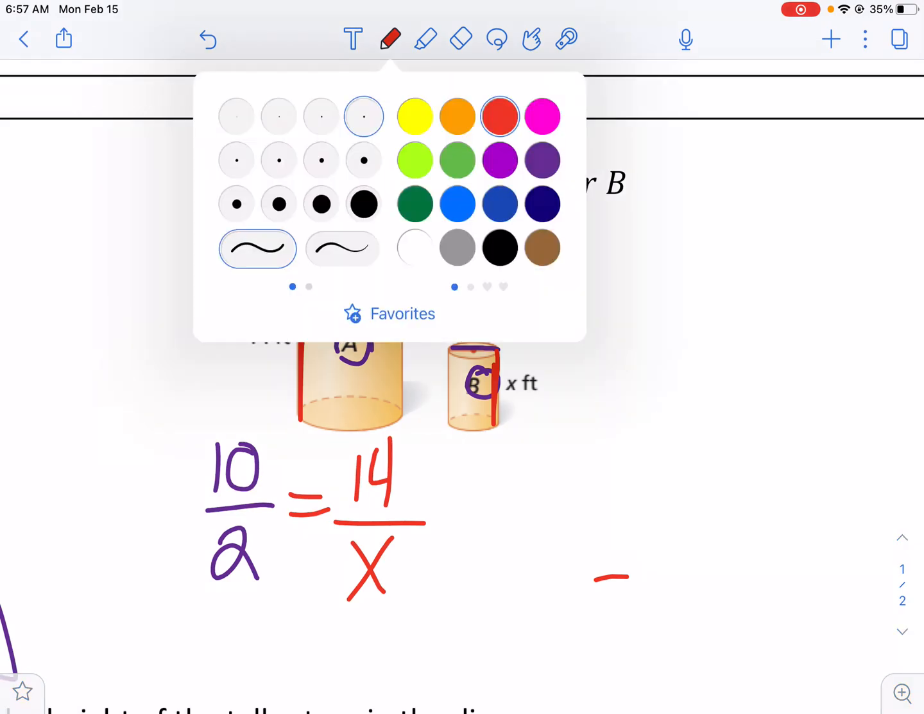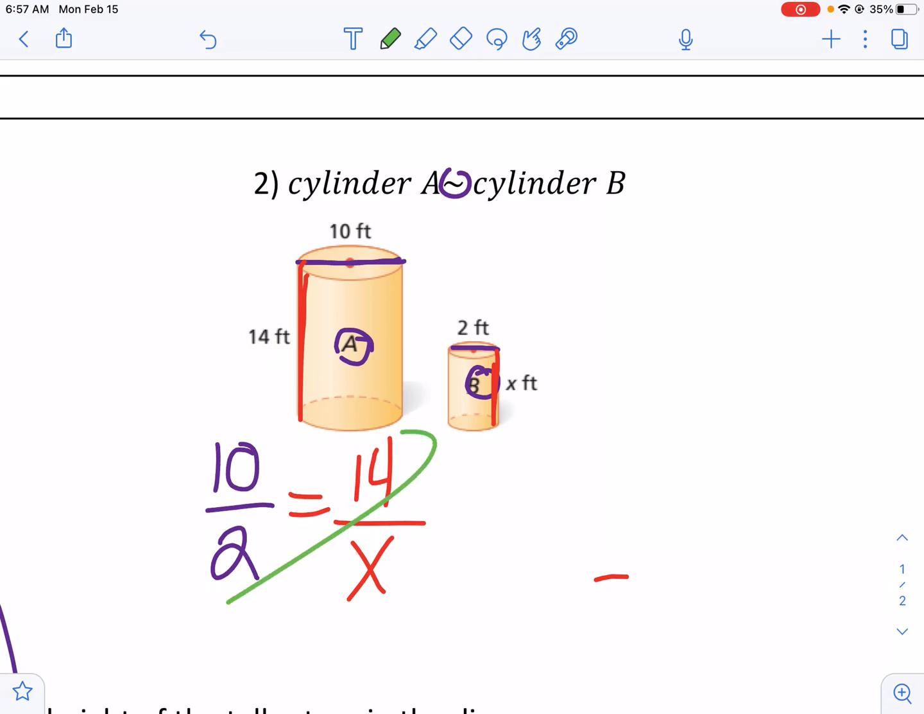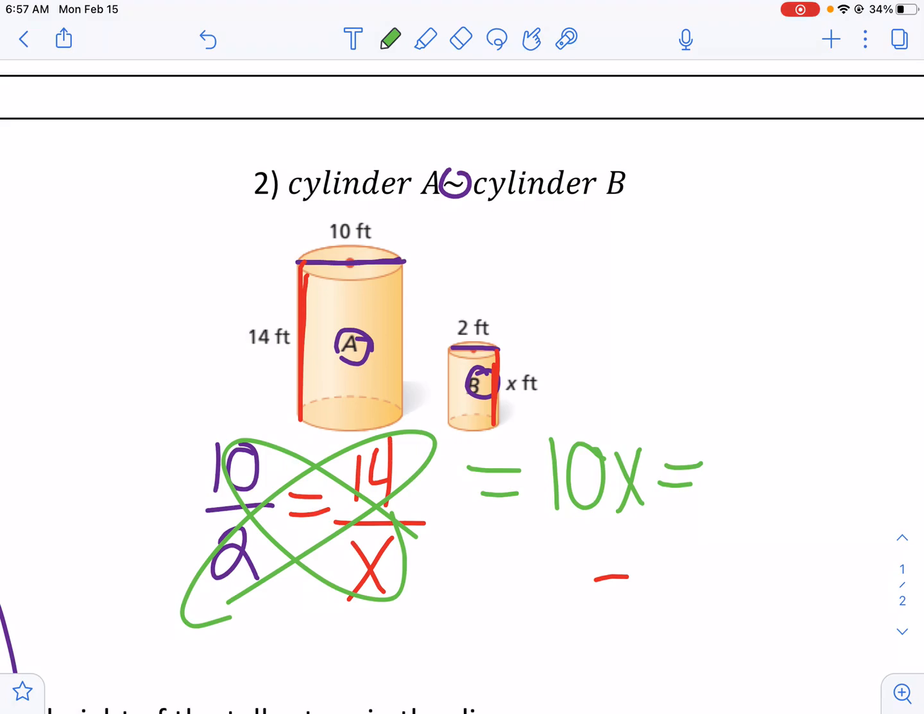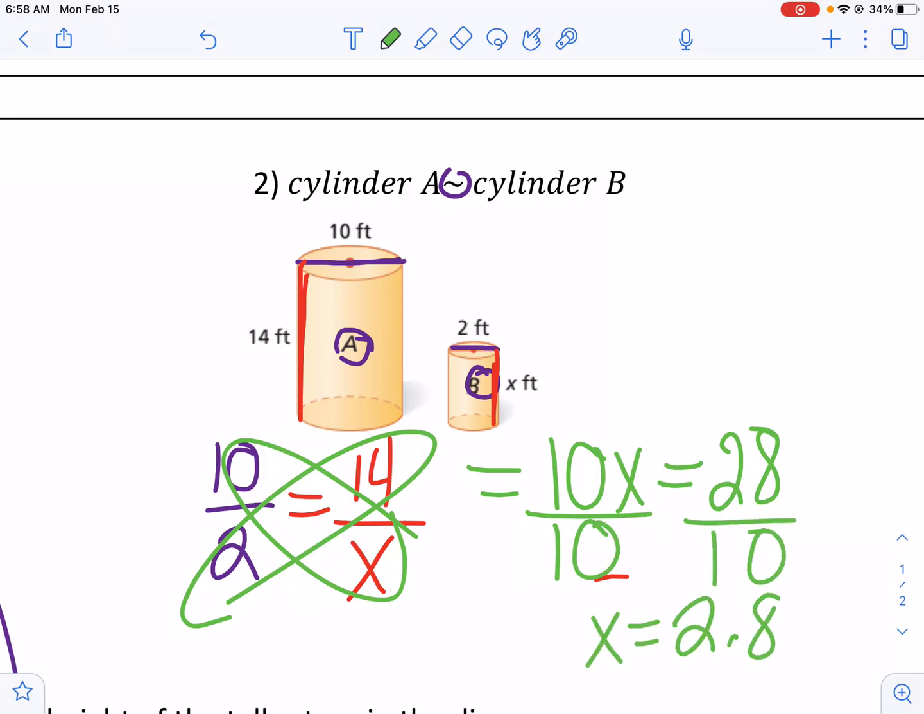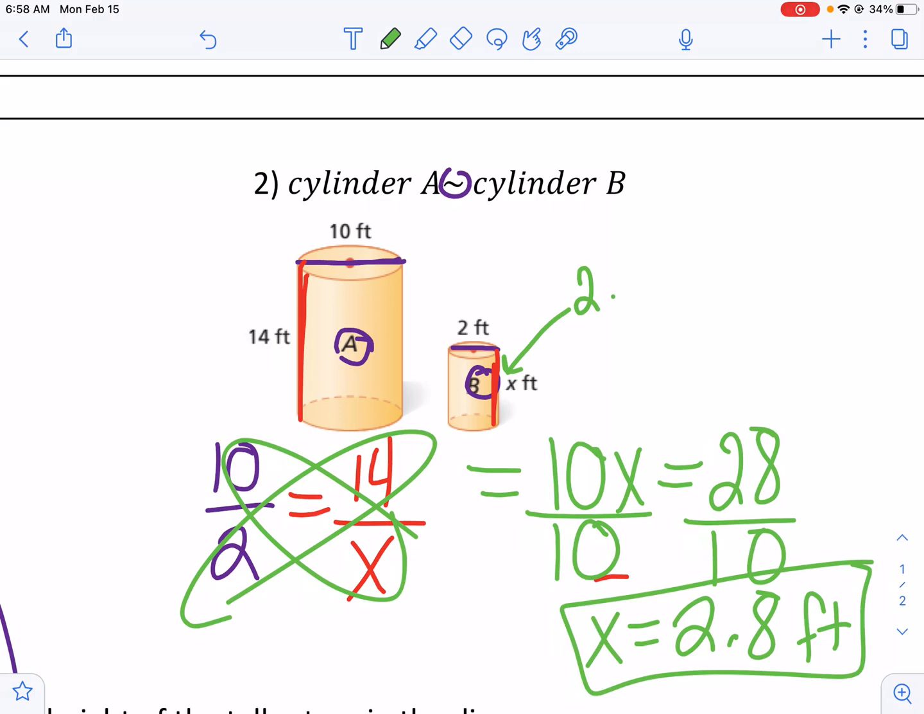Solve that proportion by cross multiplication. We'll change up some colors even more so. So we got 10x. Let me erase that so it looks cleaner. 10x equals 28. And if we divide both sides by 10, we get x equals 2.8. So 2.8 feet is the height of the small cylinder.